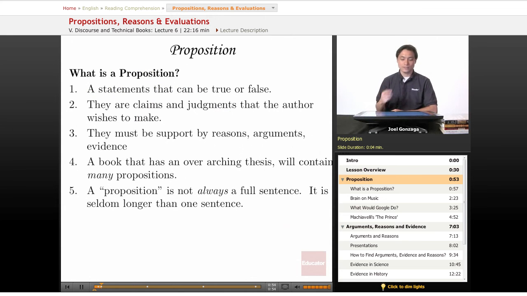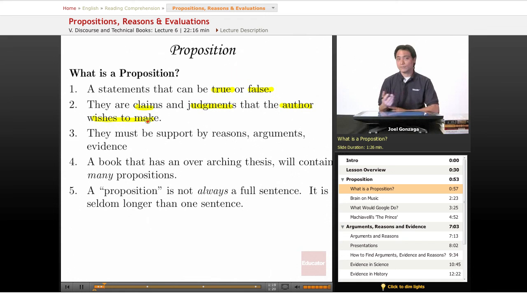Now, what is a proposition? A proposition is kind of a binary statement. Now, what do I mean by a binary statement? I mean a statement that can be true or it can be false. Or maybe it could be sort of true and kind of false, but normally it's just right or wrong. And these propositions are claims and judgments from the author.